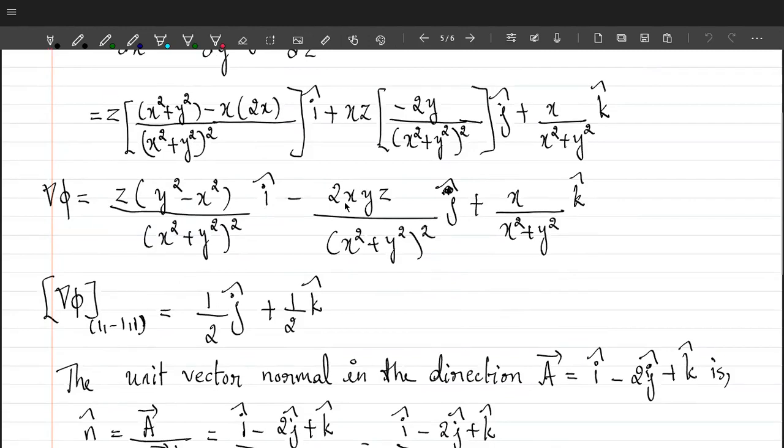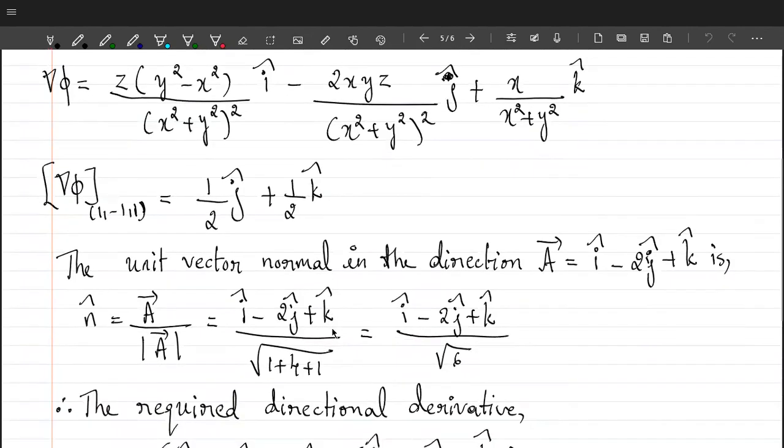Then next you have −2 into x is 1, y is −1, z is plus 1, divided by (x² + y²)². So you get 1 plus 1, 2, and 2² is 4. Solve it, you should get half j cap. Then next you have plus x/(x² + y²). Put x as 1, y as −1. So if you solve this, you should get 1/2 k cap. So del φ is done now.